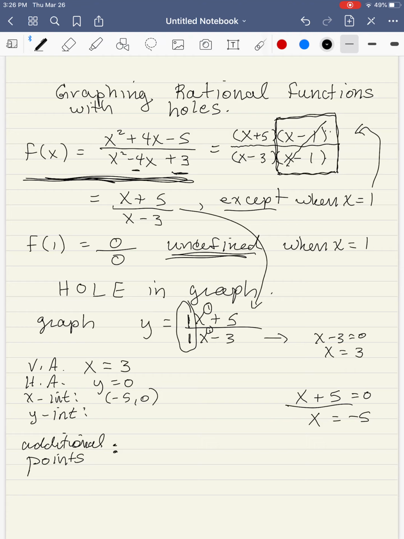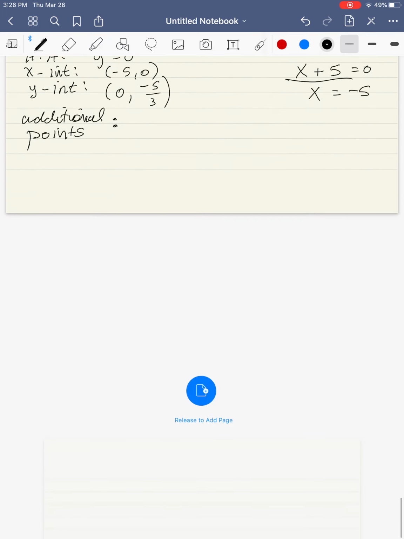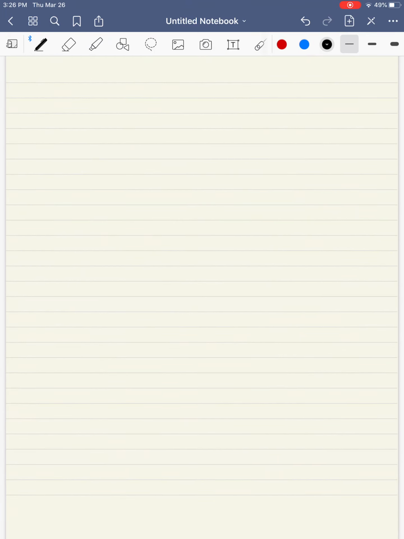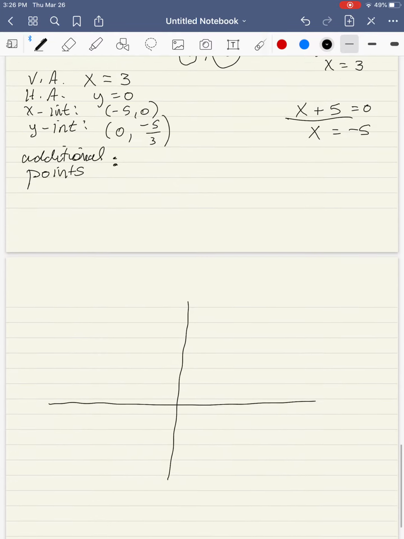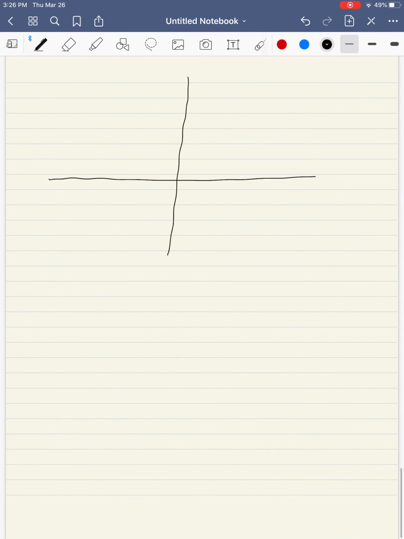For my y-intercept, I'm going to plug 0 in for x, and I end up with 5 over -3, which is -5/3. So I have 0, -5/3. I don't know yet which additional points I need, so I'm going to go ahead and put that information on my graph. Vertical asymptote at x equals 3.